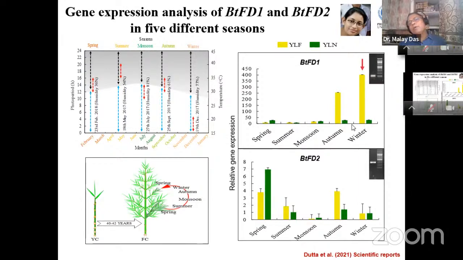So that is why, again, we went back for this kind of gene expression analysis. For this sporadic flowering population from where we are getting the sample, we always knew that flowering was induced in spring. That means the flowering induction signal will be present in the winter. So we had collected tissue YLF and YLN from spring, summer, monsoon, autumn, winter. And as we predicted for BT-FD1, we could see a high expression in winter, which we did not see for BT-FD2. That again gives us the clue that BT-FD1 is related to flowering, while BT-FD2 is possibly not.